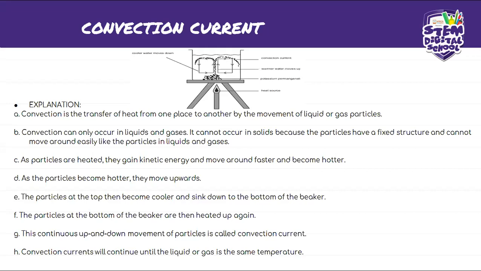Convection current. So if ever you are told to use a diagram to explain convection current, you are able to do that. Convection current will continue until the liquid or gas is the same temperature. Meaning that if the warm water moves up, the cold water comes down. That process will be continuous until the temperature of the water is the same throughout, or uniform.